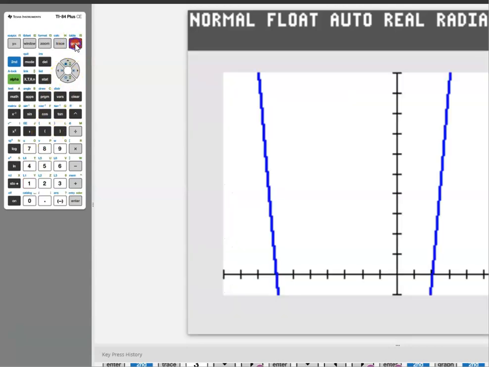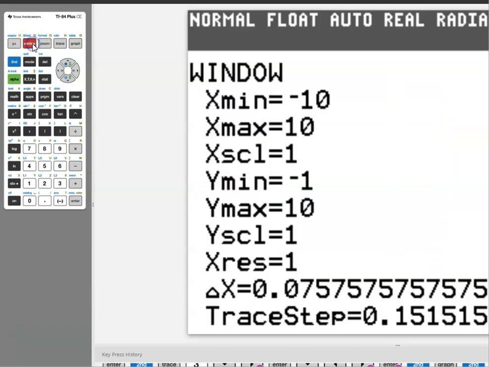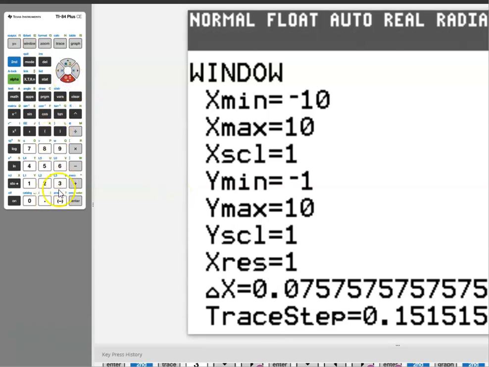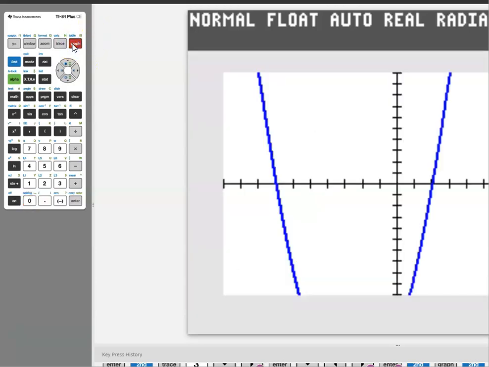I'm going to go to graph. Okay, oh dear, I seem to be missing some of the graph. I need to see down further. That's not a problem because I'm going to go into window. I need to see more of the negative. So let me come down and we're going to do some trial and error. So this is negative 10. Let's hit graph. Oh, didn't quite do it. We need a bigger number.